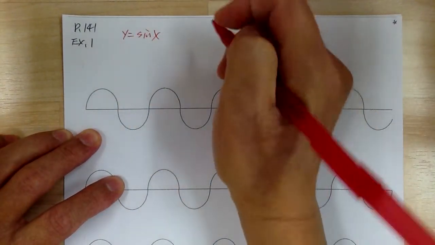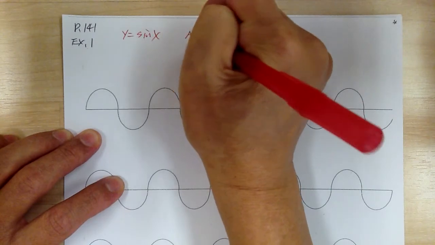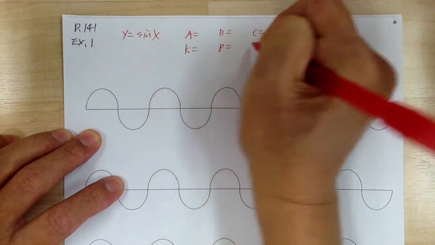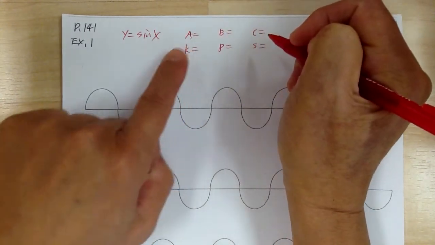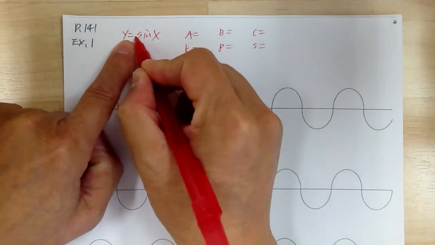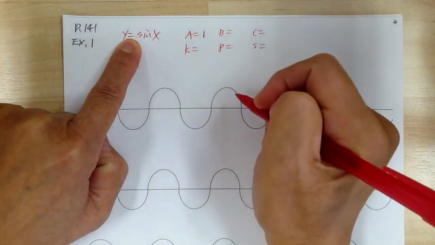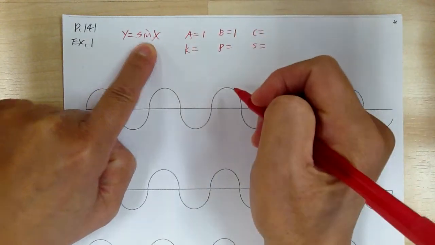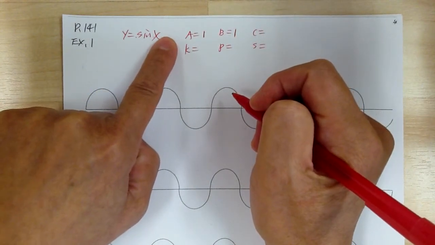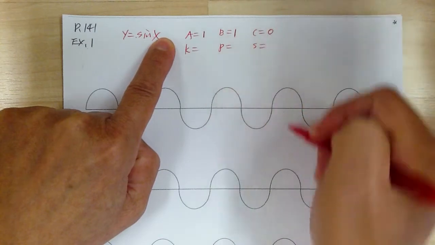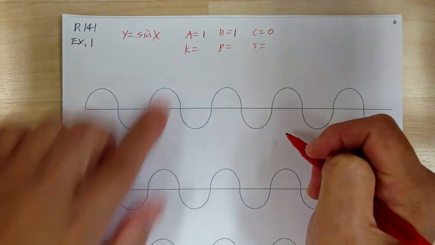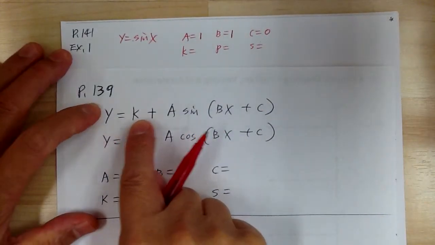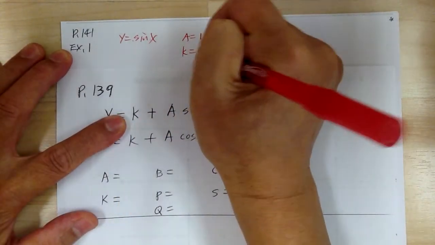Again, first, let's get all the information. So you have a, b, c, k, p, and shift. First, a is the number in front, so in this case, a equals 1. b is the number before the variable, so b equals 1. c is the number after the variable, so plus 0, so c equals 0. And k is the number that you add on, so in this case, k equals 0.